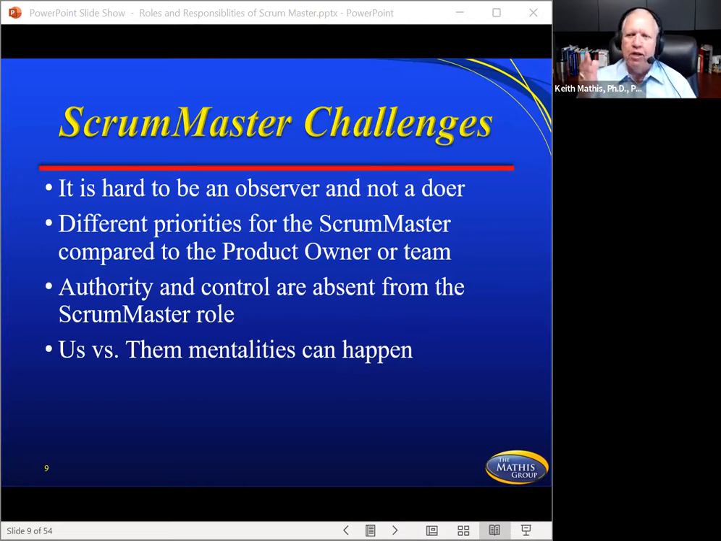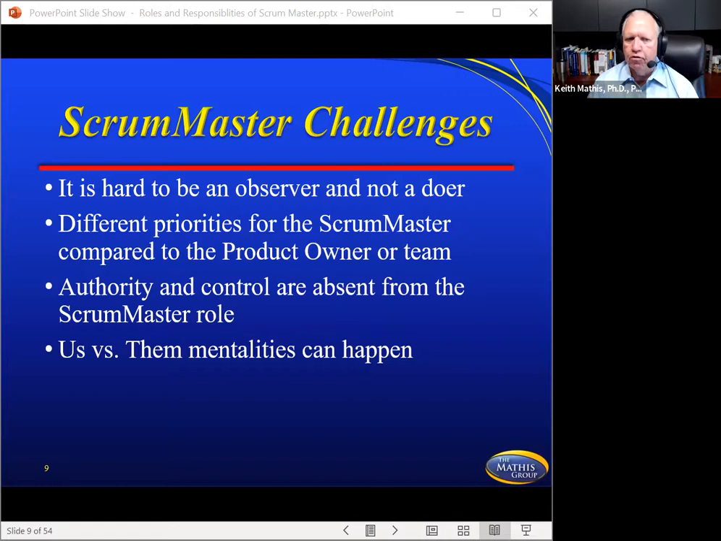But it's hard to be an observer and not a doer. Especially if you've got experience and you were really good at being a doer, and now you're in the role of a Scrum Master and it's kind of hands off. That takes a little bit of adjustment for you, but you can do that by coaching and not doing. Most of your great coaches in football were great players in some cases. But when you're talking about Scrum and Agile, that's exactly what you're having to do. You're having to coach people how to do it.